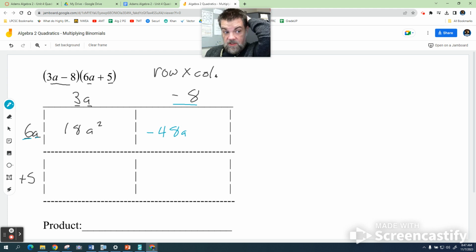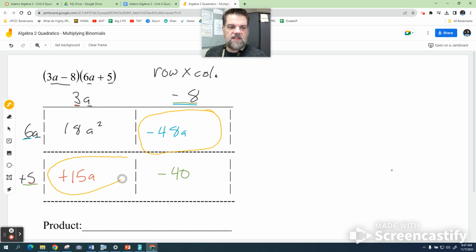All right, so now let's do the next one. Remember, we're multiplying the row by the column. What is 3 times positive 5? Positive 15, and then we tack on the a. Lastly, we're going to say negative 8 times positive 5, which is negative 40. Now, one thing that I've kind of glossed over is that in most cases, this number and this number are like terms. It's just rigged up that way.